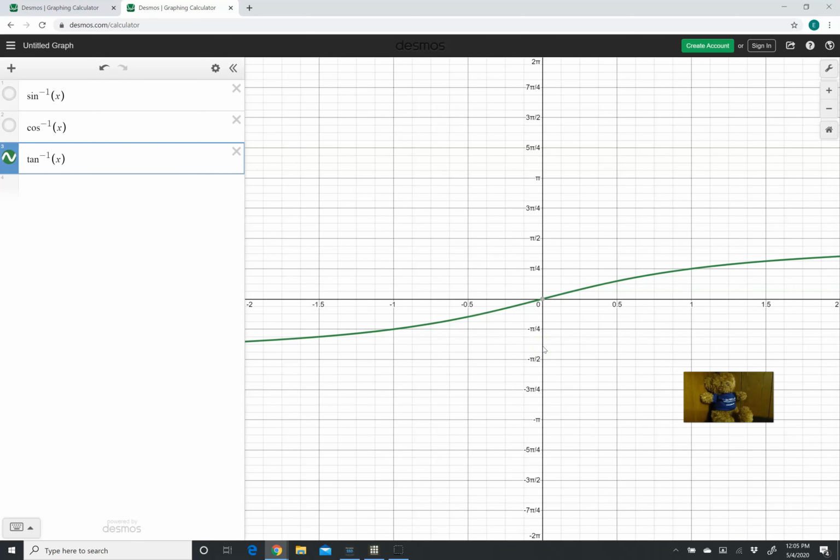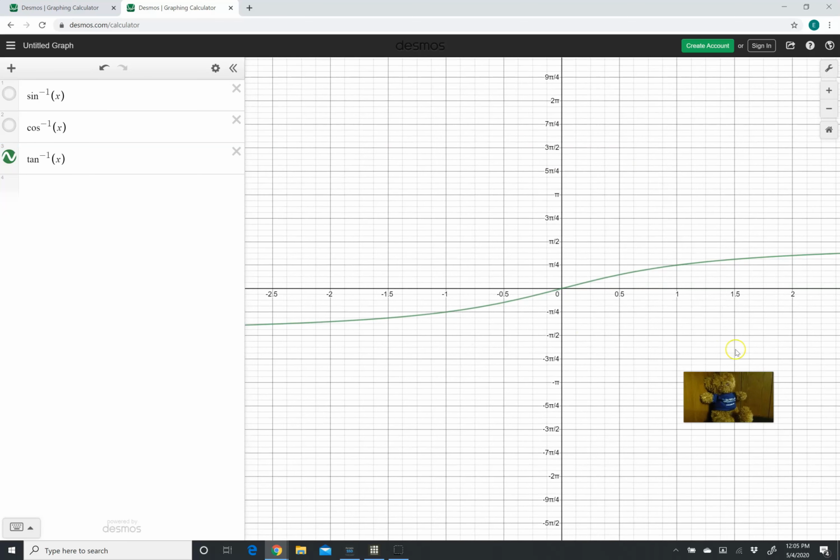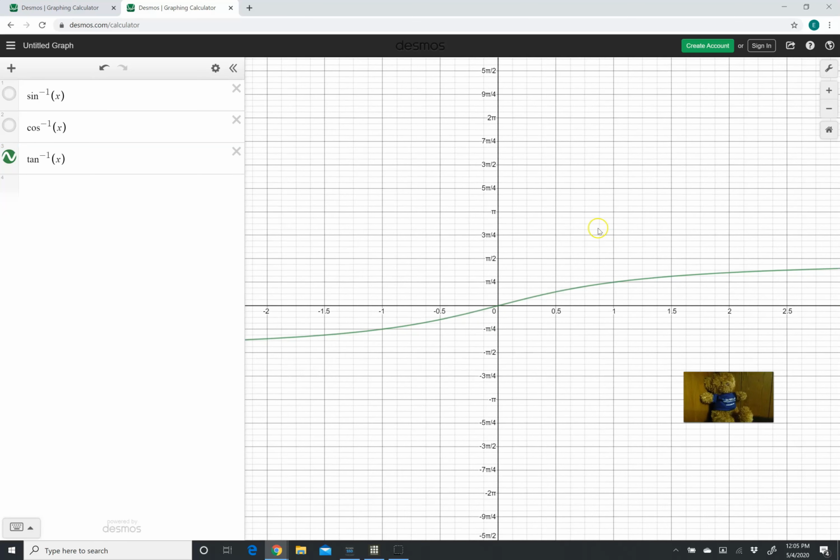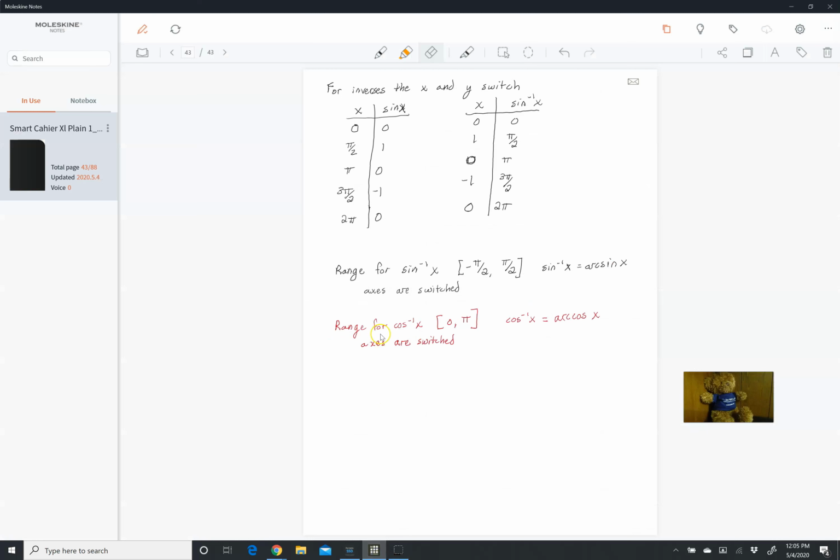This does have asymptotes, okay? So it has asymptotes at negative pi over 2 and pi over 2. So that's the way that you would distinguish it from the sine inverse, from arc sine. Arc sine only goes from negative pi over 2 to pi over 2, but it doesn't have asymptotes at those values, okay? So let's write that down.